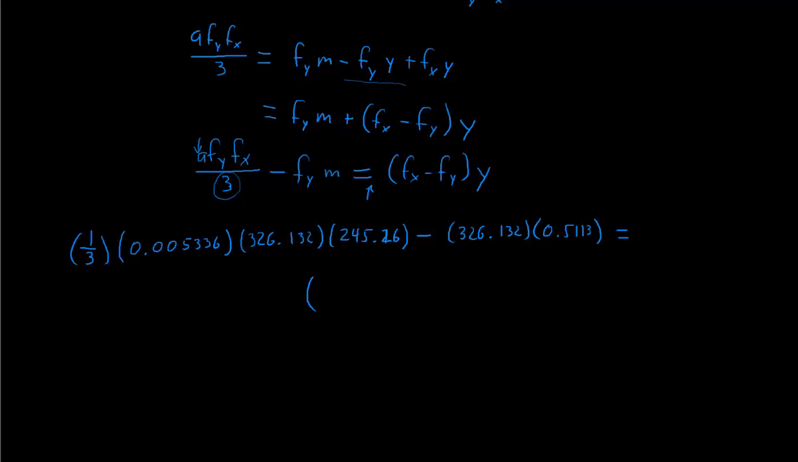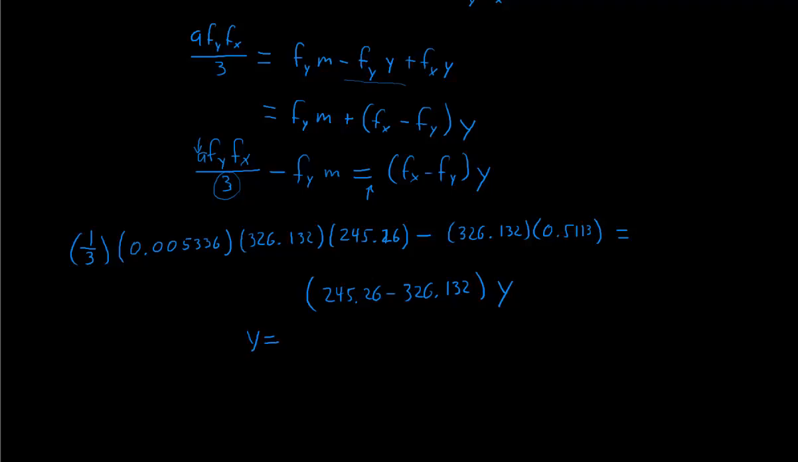which is 245.26, minus Fy, which is 326.132, and all that gets multiplied by y. So now you plug all this into your calculator. Everything is a number except for y. And so then you can solve for y. And finally you will know y.